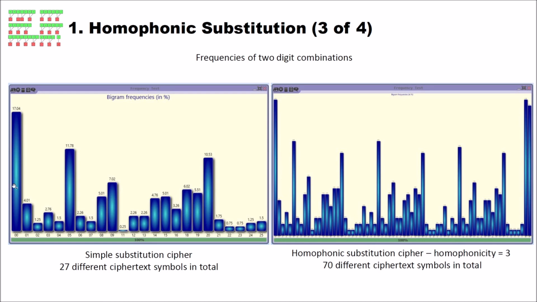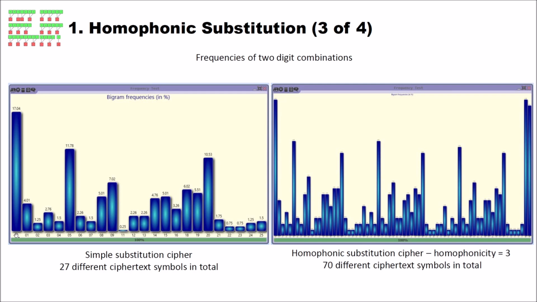On the left side, you see the simple substitution cipher. You see the distribution of our 27 different plaintext letters. So we have 27 different ciphertext letters. Why do we have 27 and not 26? In our case here, we also encrypted the space symbol. The space symbol in the simple substitution cipher here is encrypted using 00.